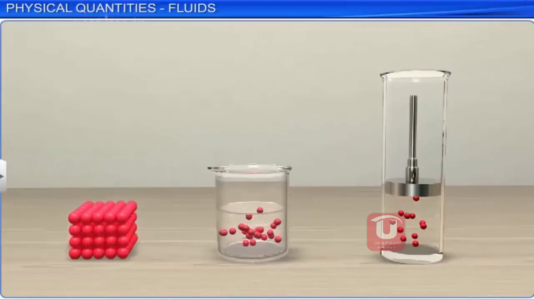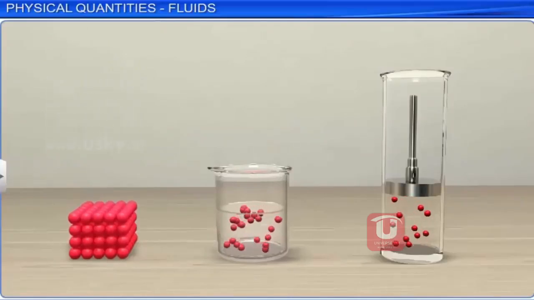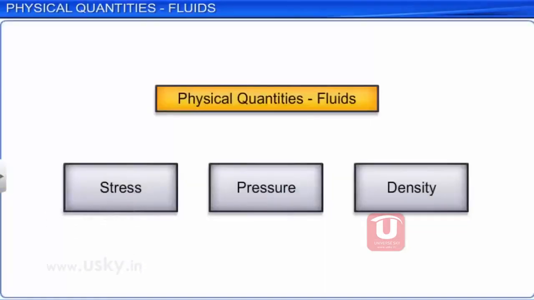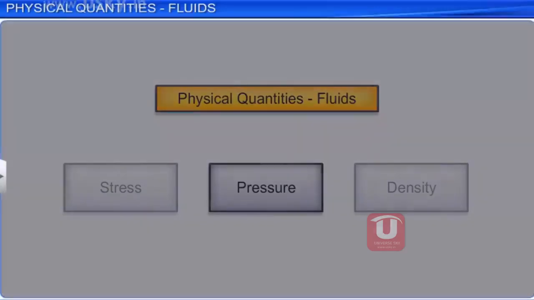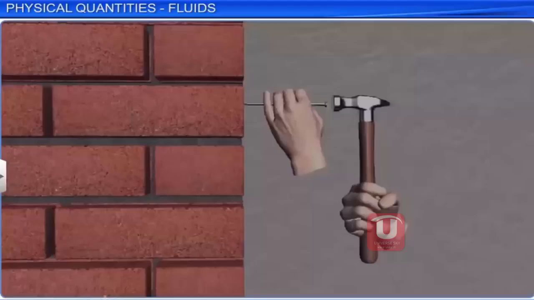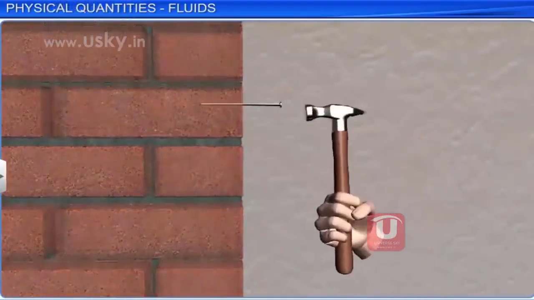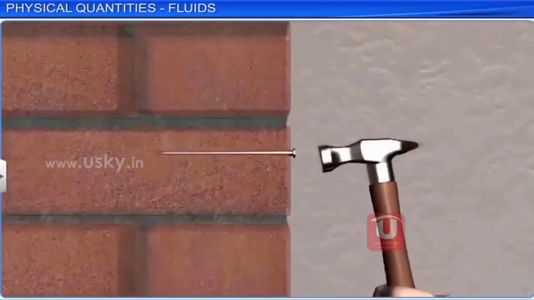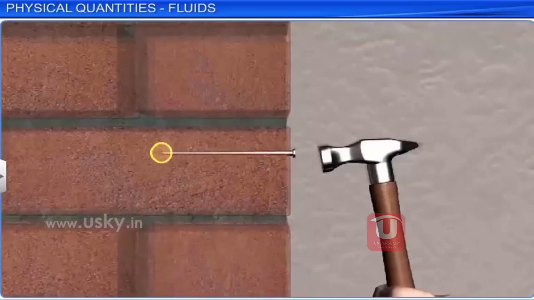Another common physical quantity related to fluids is pressure. Pressure is defined as force exerted per unit area. We experience so many incidents involving pressure in our day-to-day life. One such example is that it is easier to drive a sharp nail into a wall than a blunt one. This is because, for a sharp nail, the area on which force acts is less, hence, more pressure. Here, the force exerted on the nail is perpendicular to the surface on which it is applied.